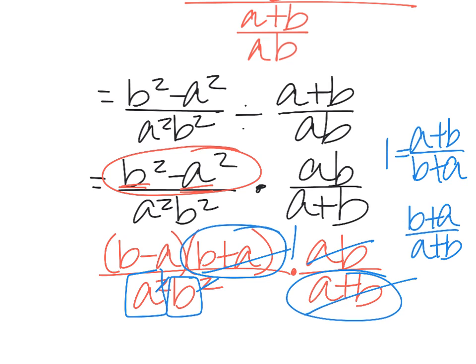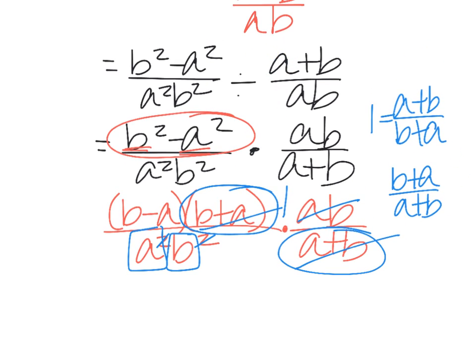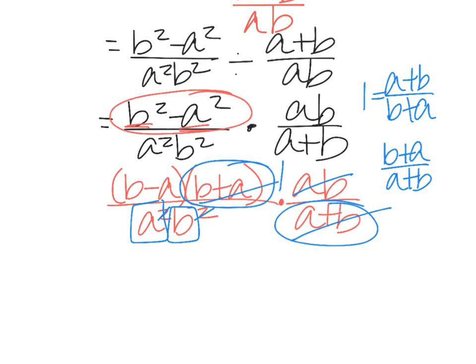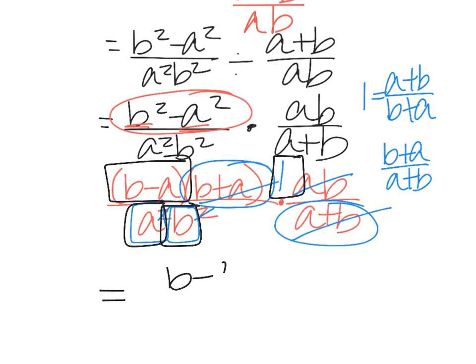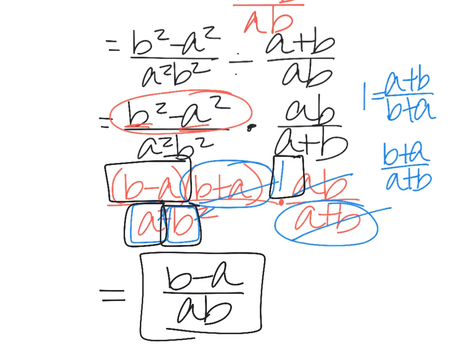Now, if we want to rewrite all this, let's see. Rewrite this. What's left? We've got b minus a, we've got a 1 on top, we've got ab on the bottom, and that's it. So we've got b minus a over ab, and that's your final answer. All right, if this was a little confusing to you, if you have any questions, please raise your hand, call me over so I can help you. Otherwise, let's move on to our last example.